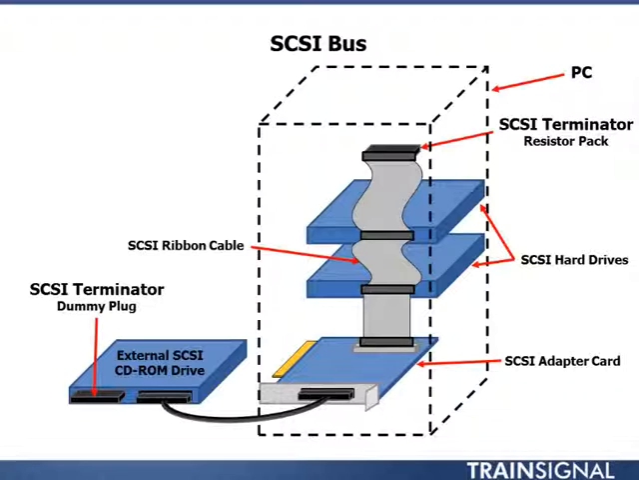And each one of these devices that you see pictured has to have a unique SCSI ID number. If you only have 8 devices, it's 0 through 7. If you have the capability of 16 devices, it's going to be between 0 and 15. And this can be determined and programmed in using a variety of different methods.